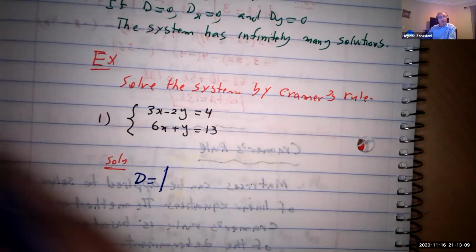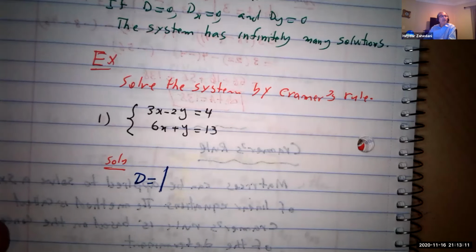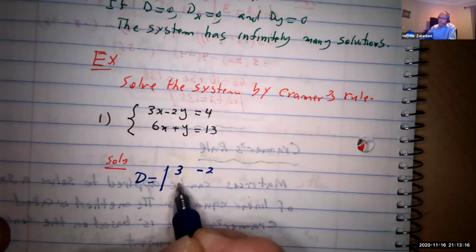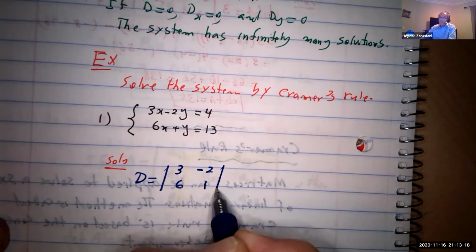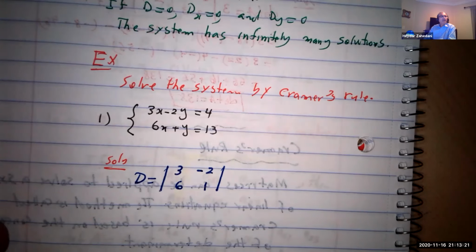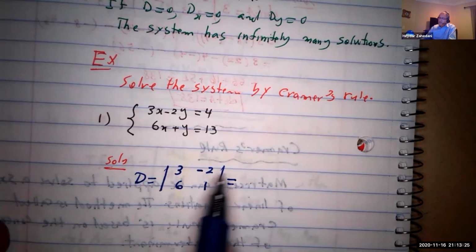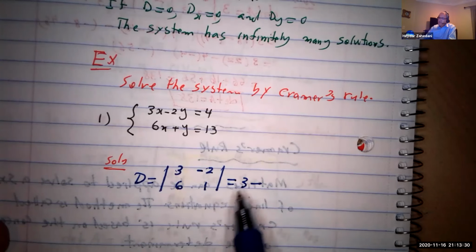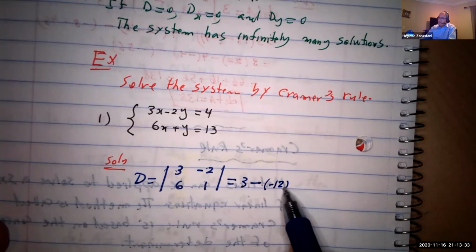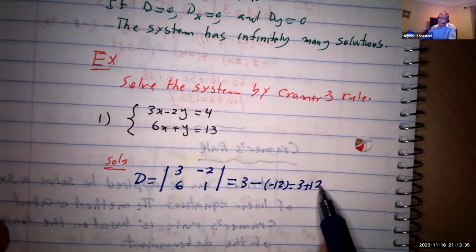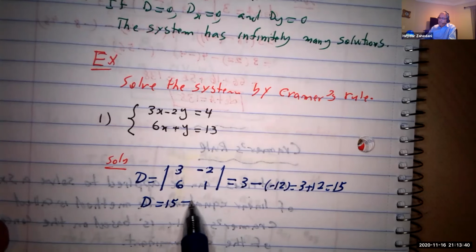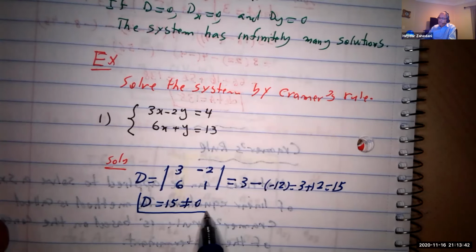They must be all on one side of the equation, remember. It must be in standard form. So this is 3, -2, 6, 1. Find the determinant, you know that. 3 times 1 is 3, minus -2 times 6, which is -12. So that gives 3 plus 12, which is 15. So the determinant is 15 and it's not equal to 0. So we go for it.